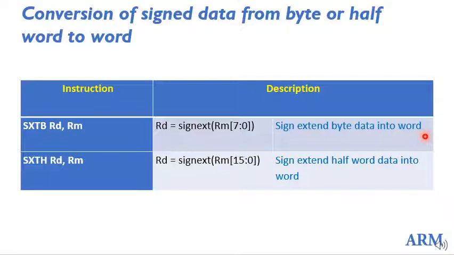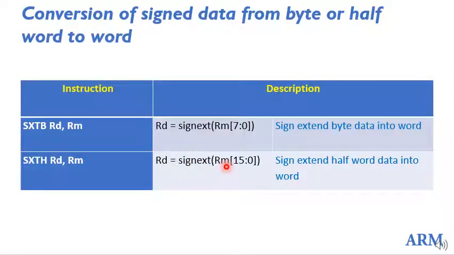Okay, so SXTB RD comma RM means RM will be the byte that you want to sign extend. So the RM sign bit will be extended to form the 32-bit word, and that will be stored in the destination register RD. Whereas SXTH allows you to sign extend the half word in the source operand.